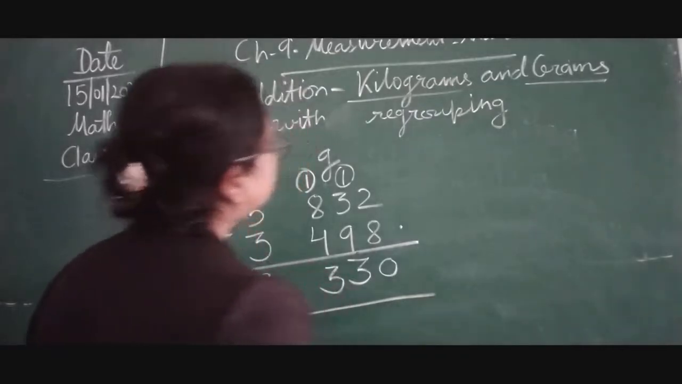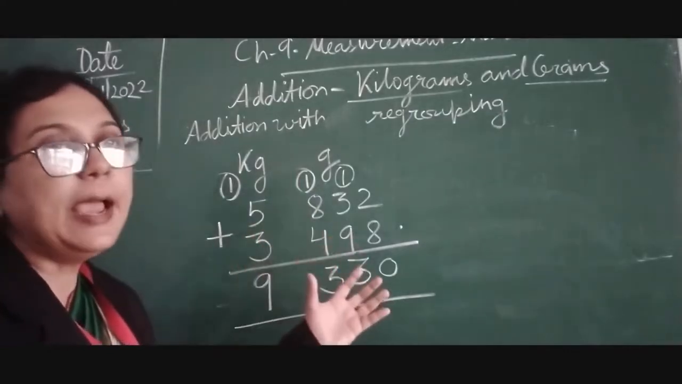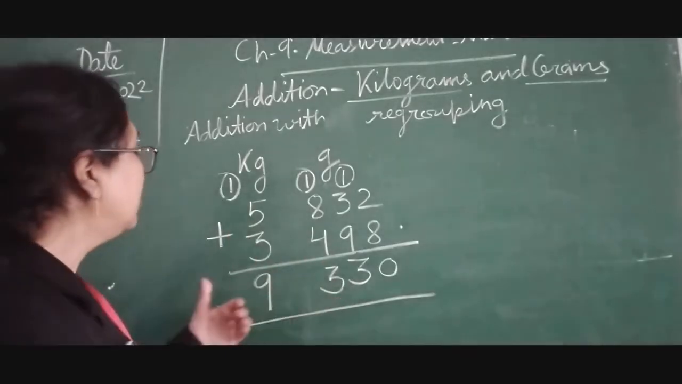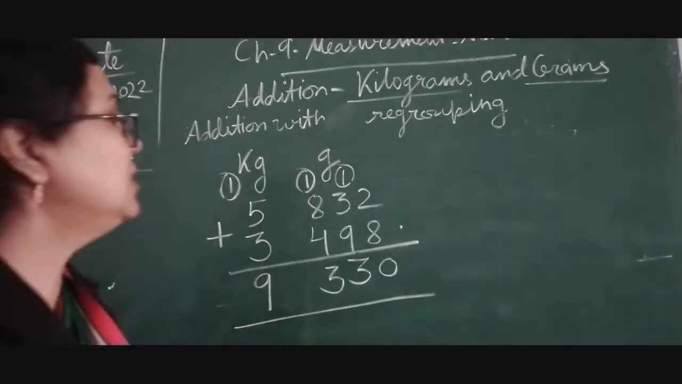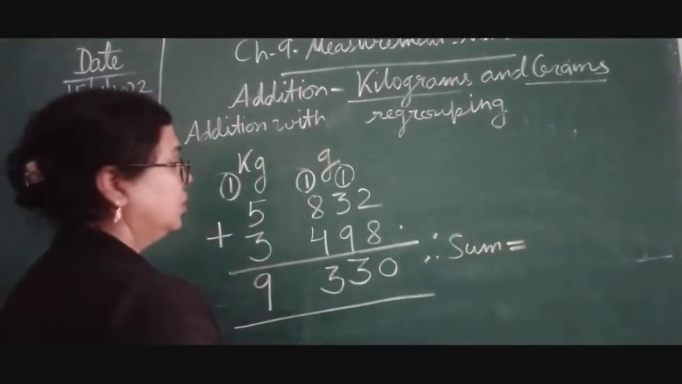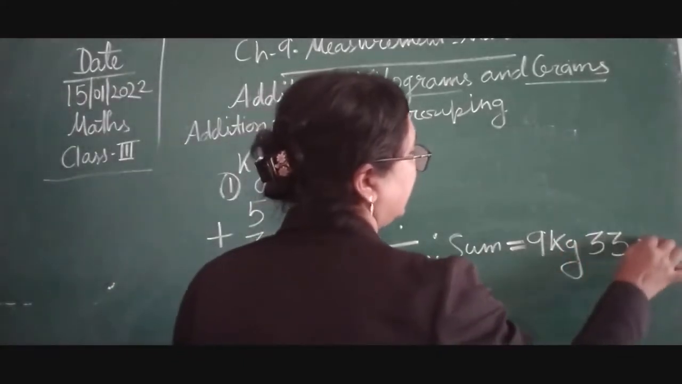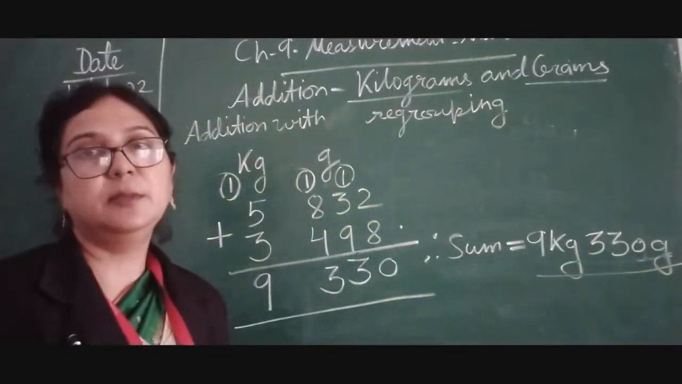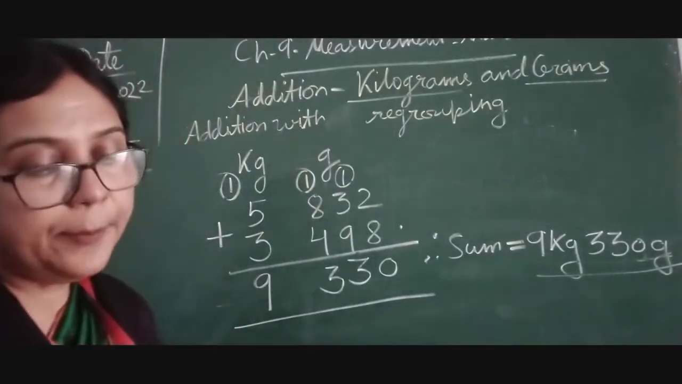So now this is called regrouping because the numbers we are carrying over are from gram to kilogram. We are just adding from the grams to kilogram. अब हम numbers को grams से kilogram में add कर रहे हैं. So that is why therefore sum equal to 9 kg and 330 grams. ठीक है? 9 kg 330 grams. So children, complete this. Now this is an example only.